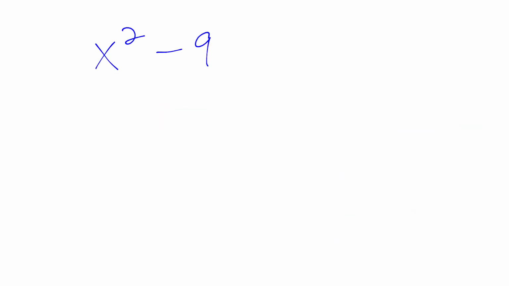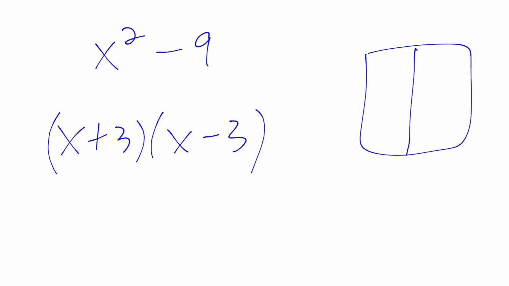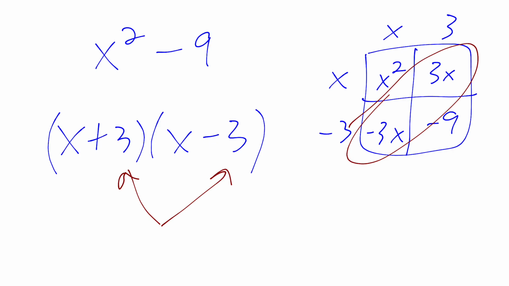And the premise is, if we have something like x squared minus 9, we can figure this out by doing this. Notice what happens in the box method. X times 3, or x plus 3 times x minus 3 gives us x squared. This is 3x, this is minus 3x, and this is minus 9. This diagonal cancels out when these are the same number, but one is positive and one is negative. That's why this strategy works.